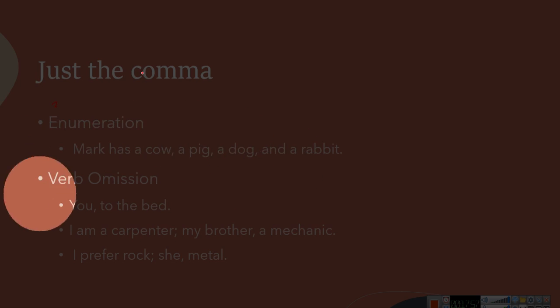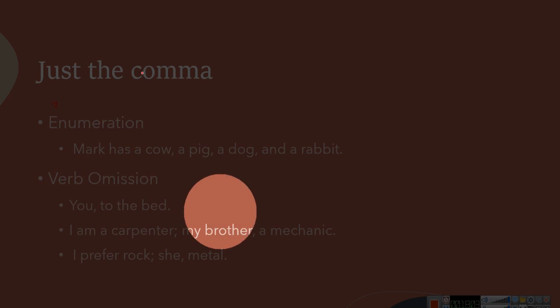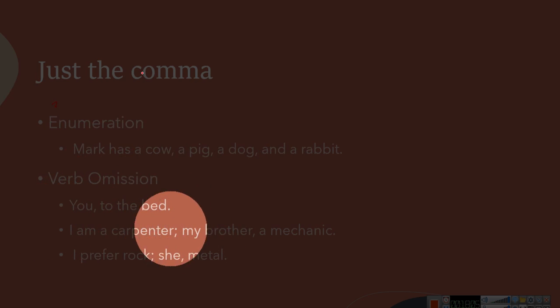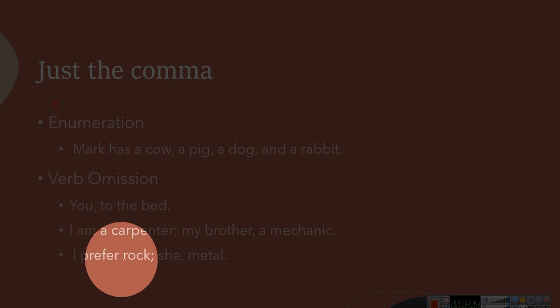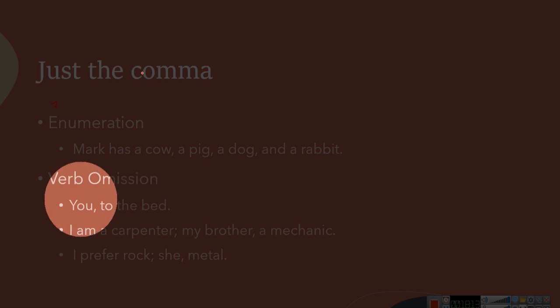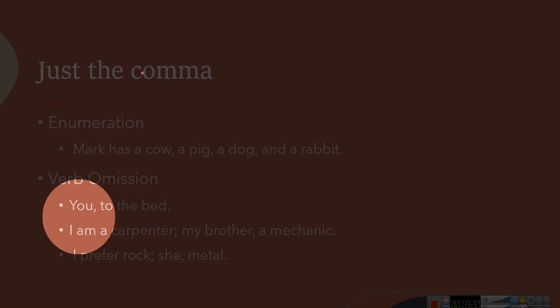We also have a second usage, and it's verb omission. For example, you, to the bed. I am a carpenter; my brother, a mechanic. I prefer rock; she, metal. So what do these three sentences have in common? They have verb omission. You, to the bed. I don't say you go to the bed. I say you. So when I omit the verb, I have to replace it with a comma.